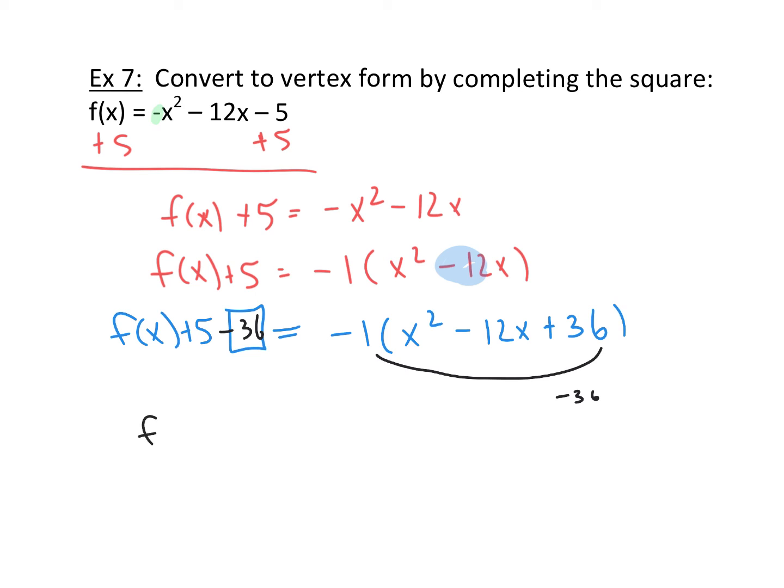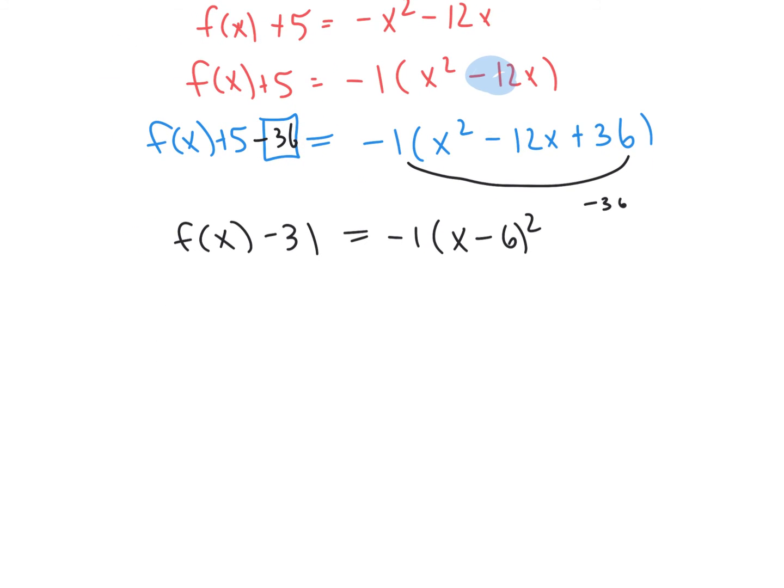I'm now going to rewrite everything. So I have f of x, -36 plus 5 is -31, equals -1 times x minus 6 squared, rewriting it as a binomial squared. That -1 can also just be written invisibly, right, as negative parentheses x minus 6 squared. I'm going to also add the 31 because I want to isolate y. So I have f of x, or y, equals -(x minus 6) squared plus 31.